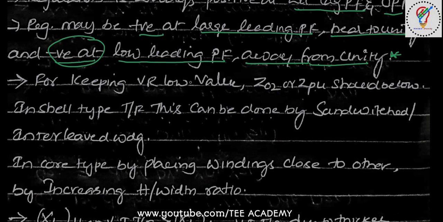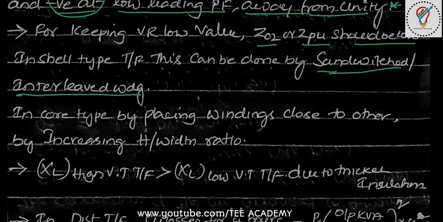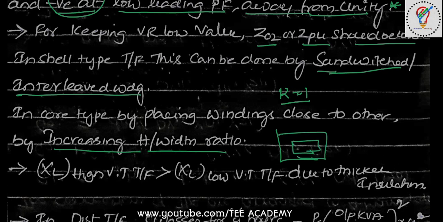Now, for keeping the voltage regulation low, Z02 or Z per unit should be as low as possible. This can be achieved in shell type transformers by using sandwiched or interleaved winding to reduce the voltage regulation. In core type transformers, we place the windings closer to each other, so that the coefficient of coupling K is approximately 1. Another method is by increasing the height and width of the transformer.